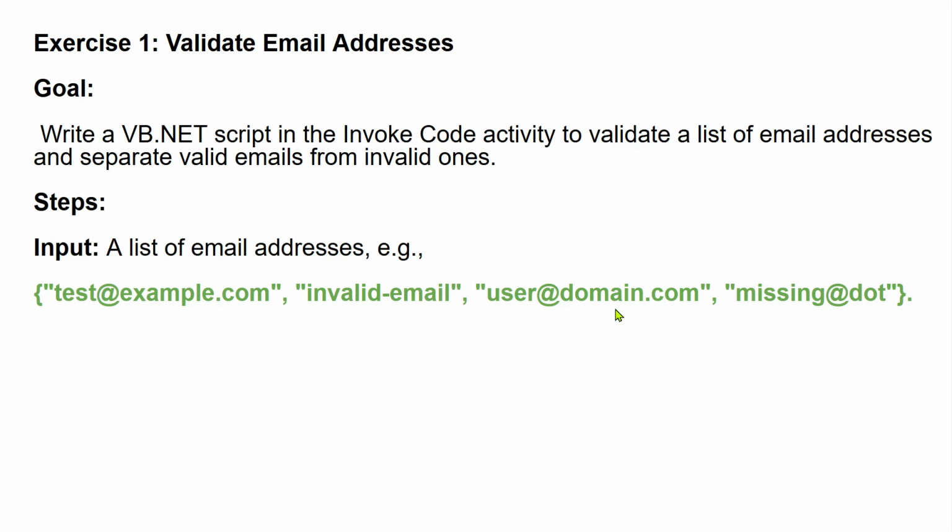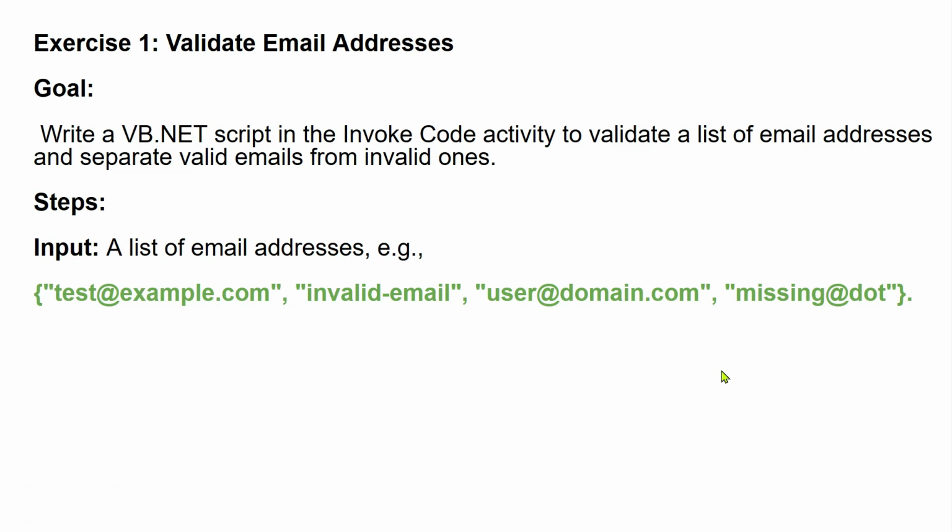Out of this, there are two email addresses which are invalid. For example, here if you see invalid-email, this is not an email address. And the last one, missing-at-the-rate dot, is not an email address. This is an email address. The first one is an email address.